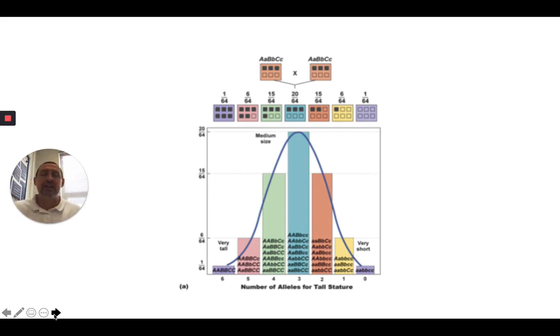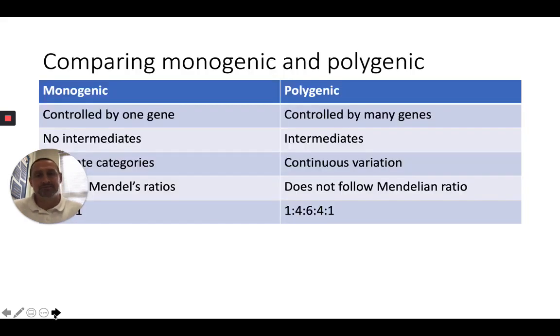So we can kind of look at this as this wide spectrum of heights, but understand that height can also be influenced by nutrition. If you don't get a square meal, those genes are never going to realize their full potential. Here's another example that compares monogenic and polygenic traits.